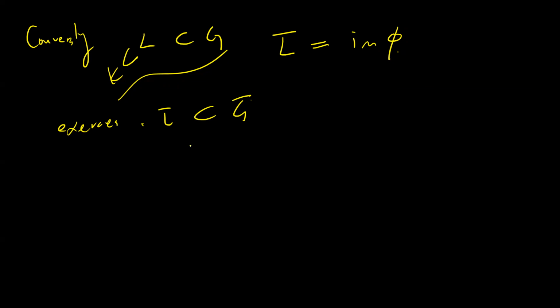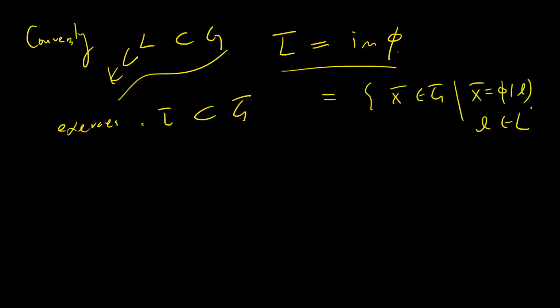Okay, so now we have L bar. L bar is the image of phi, so it is the set of X in G bar such that X bar is phi of L, where L belongs to L. An easy exercise will show that L bar belongs to G bar. Now I want to show that this L bar is unique.